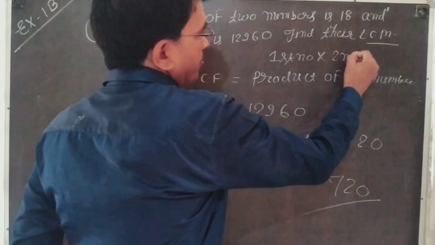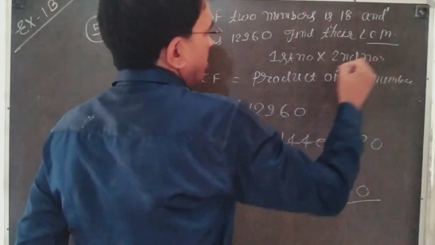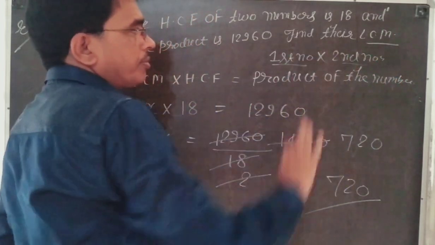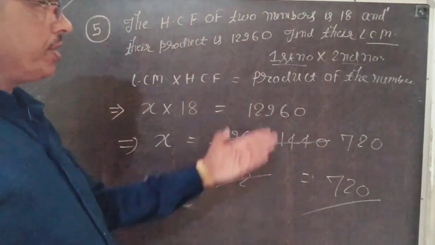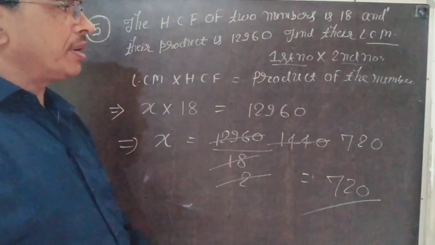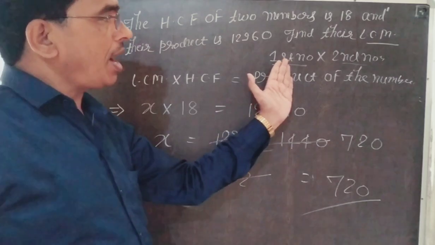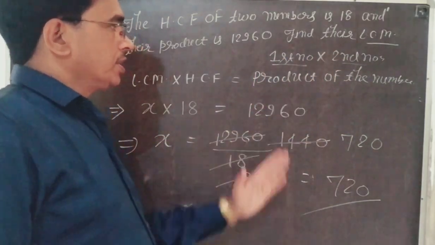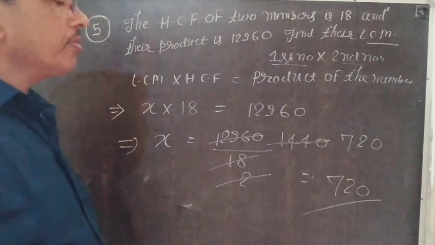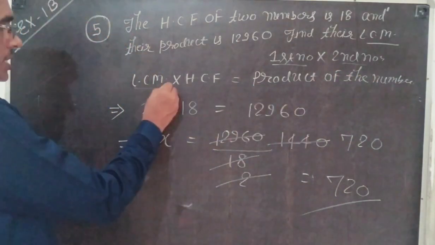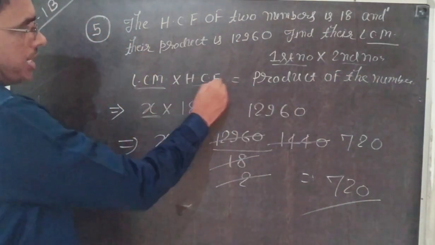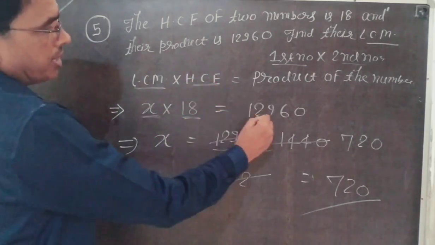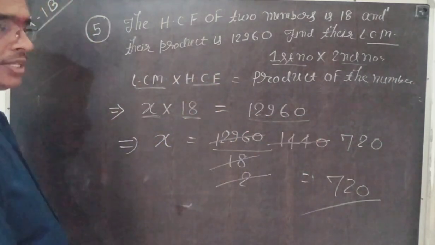If different numbers are given, then you write like this, but in your question it is given as the product of the numbers. That means after multiplication you get the product, and it is given. So the product of the two numbers is given as 12960. The LCM is not given, so I write X. HCF is 18, so I write 18 X is equal to the product 12960.